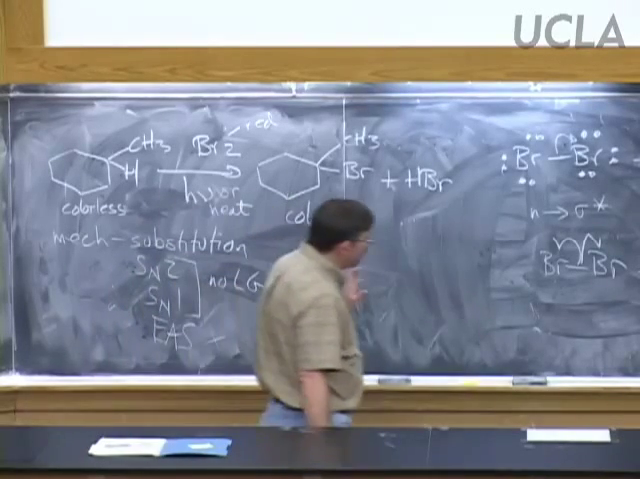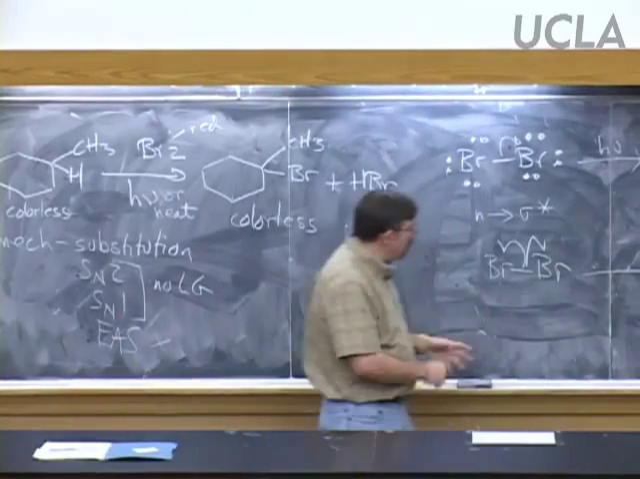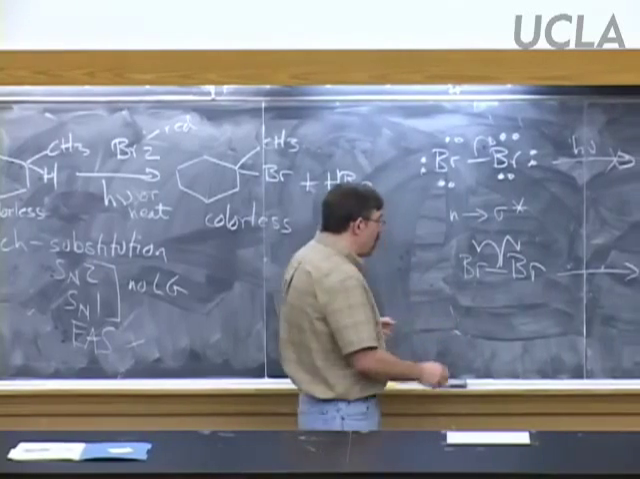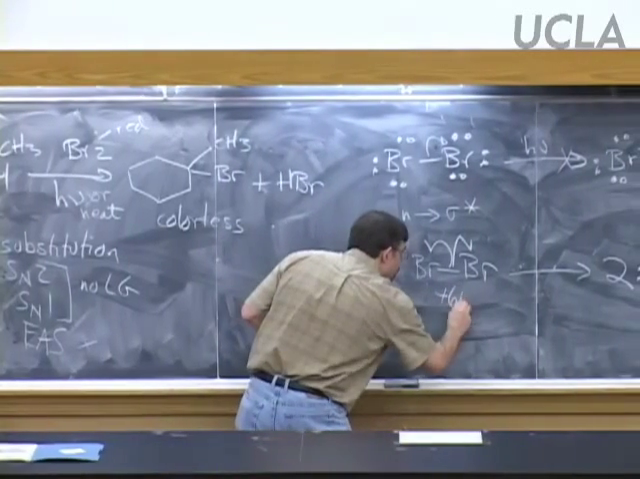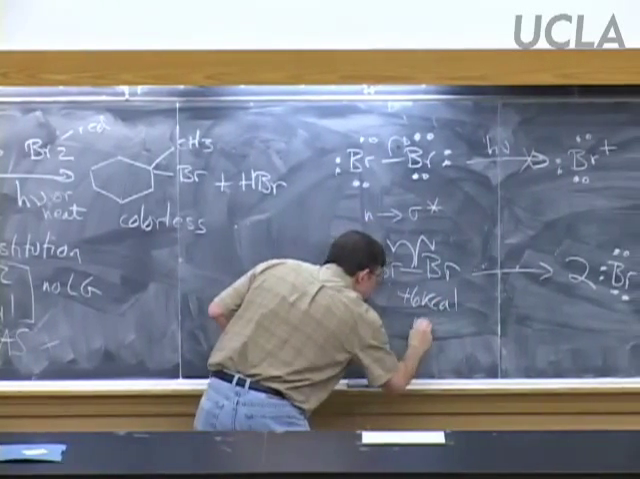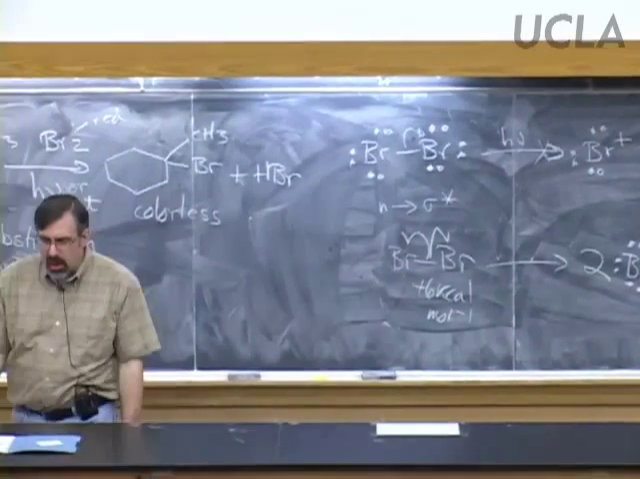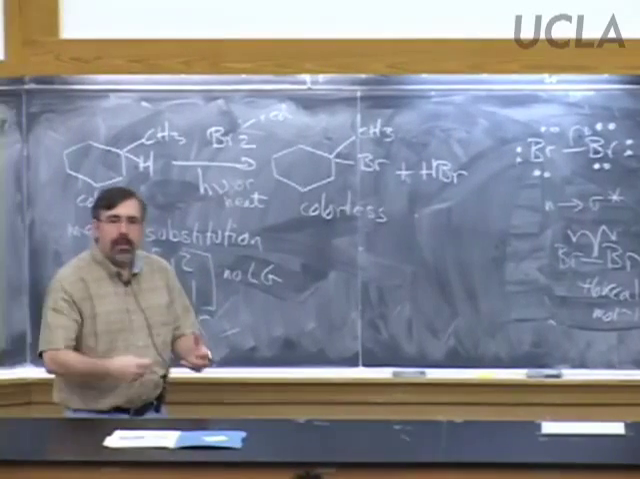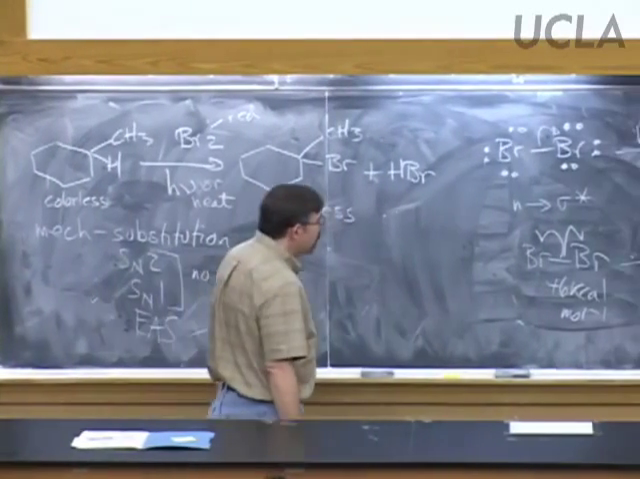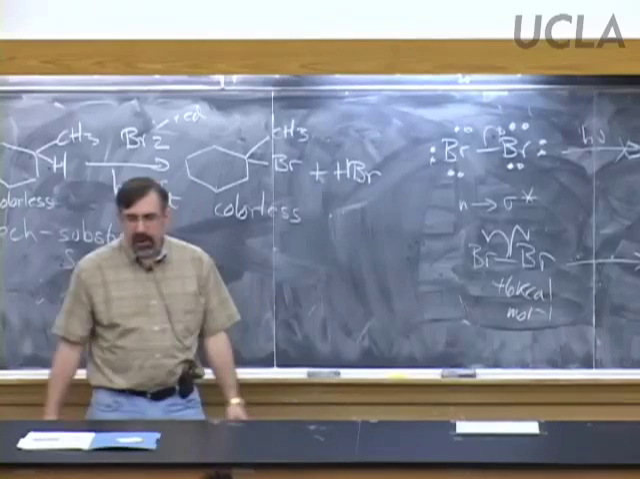This process is pretty easy to do. A bromine-bromine bond is pretty weak. It's on the order of about 46 kilocalories per mole of energy to rip this apart. That's about half as strong as your typical carbon-carbon or carbon-hydrogen bond. Those are in the 90 to 100 kilocalorie range.